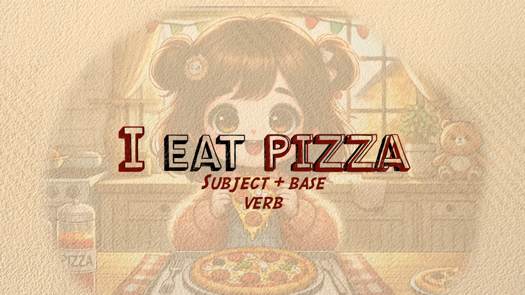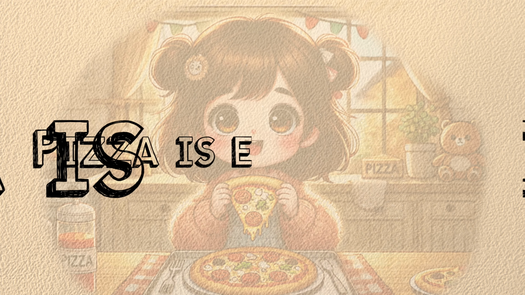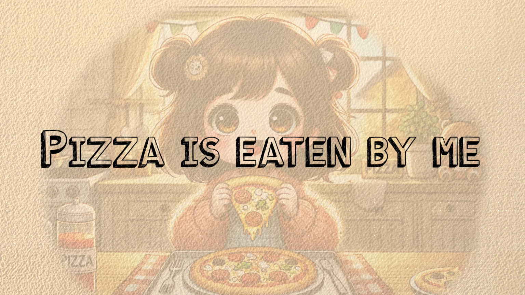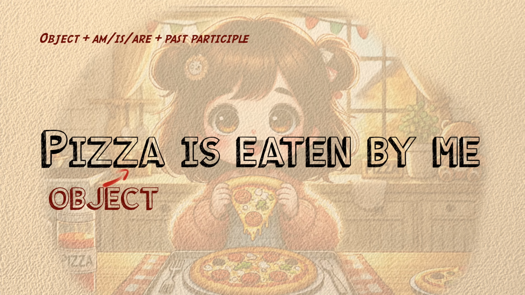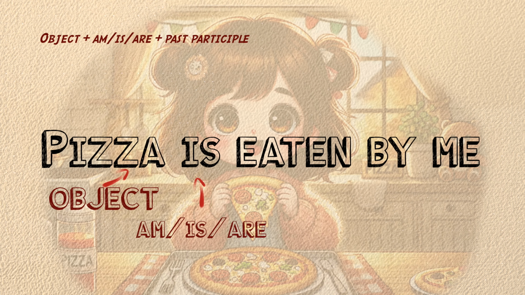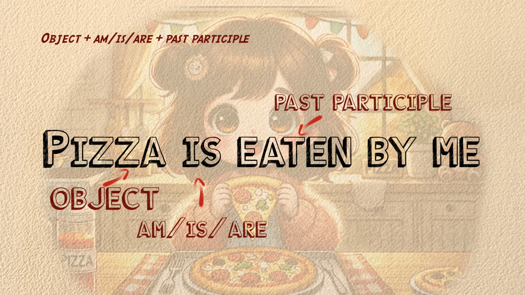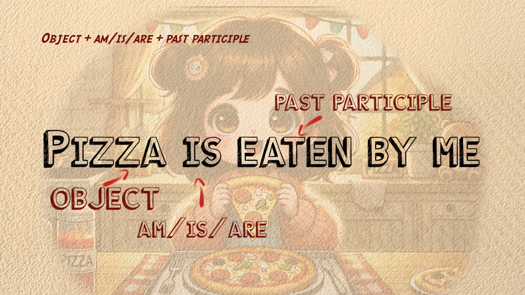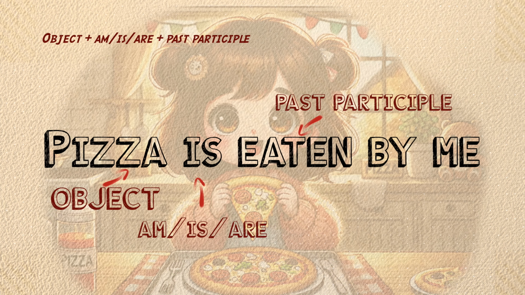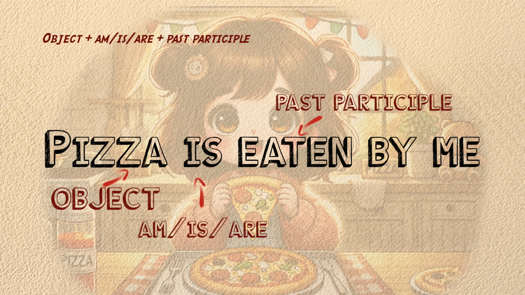Now in the passive voice, this sentence sounds like this. Pizza is eaten by me. Object plus am, is, are, plus past participle. Past participle is the third form of the verb. Here, pizza is our object and the verb eaten is in its past participle form. See, you're basically just adding is or are and flipping the focus.